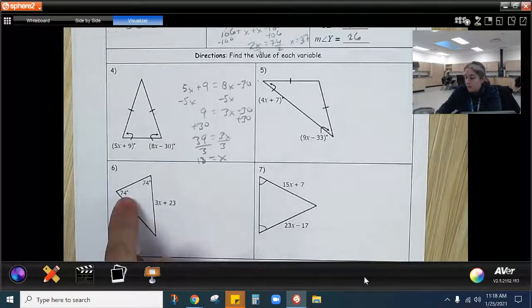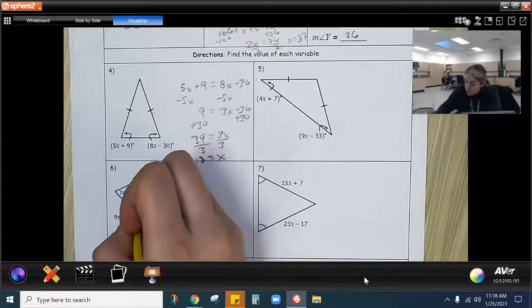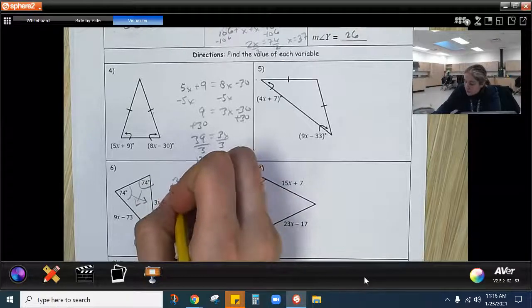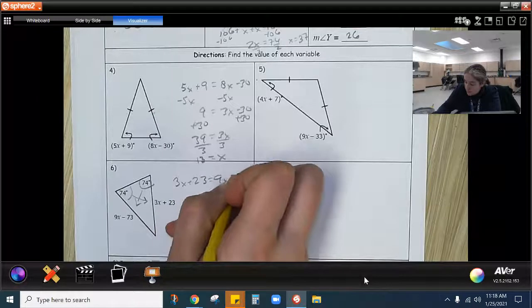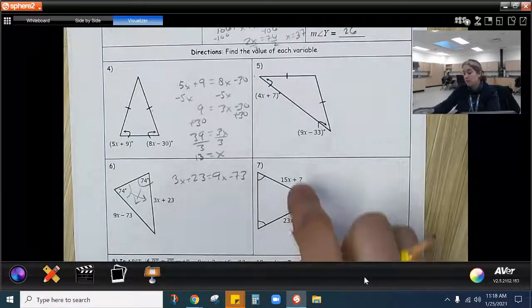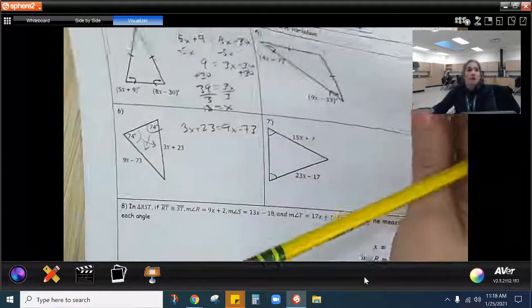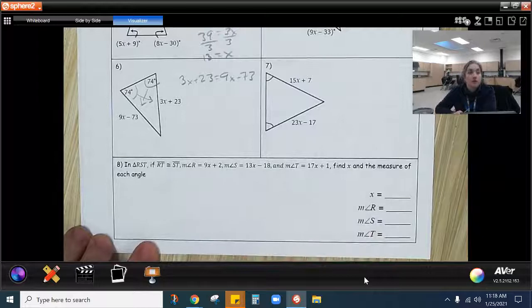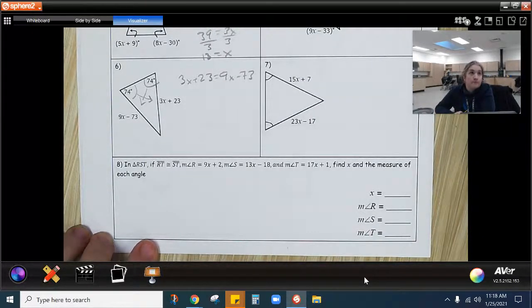So for this one down here, we've been given that we have an angle of 74 and an angle of 74. Those are congruent. Therefore, we know that our sides are also congruent. So we have 3x plus 23 is going to be equal to 9x minus 73, and you want to solve for your x. Very similar thing with number 7, so I'm going to jump over to number 8. I encourage you to practice those. Take a minute to practice them, but the next one we'll do is 8.